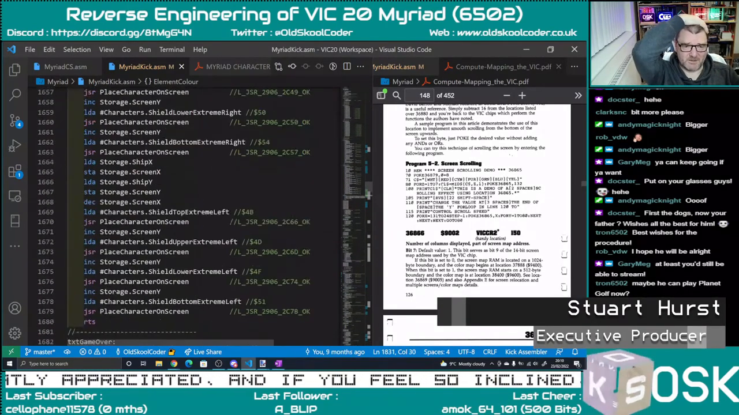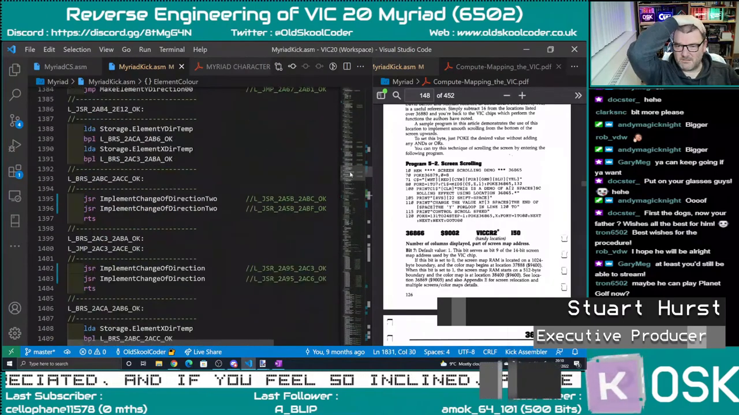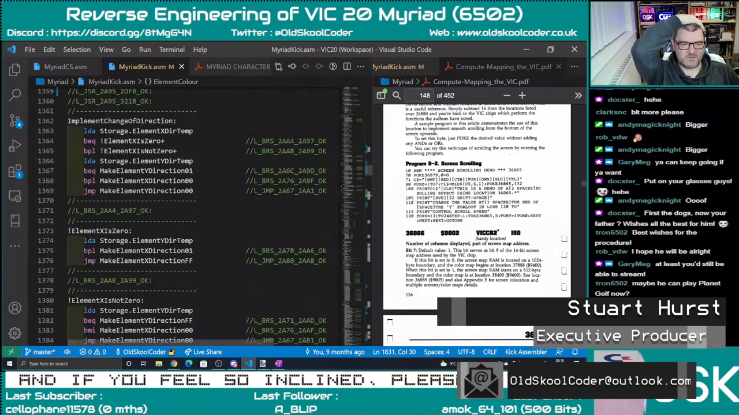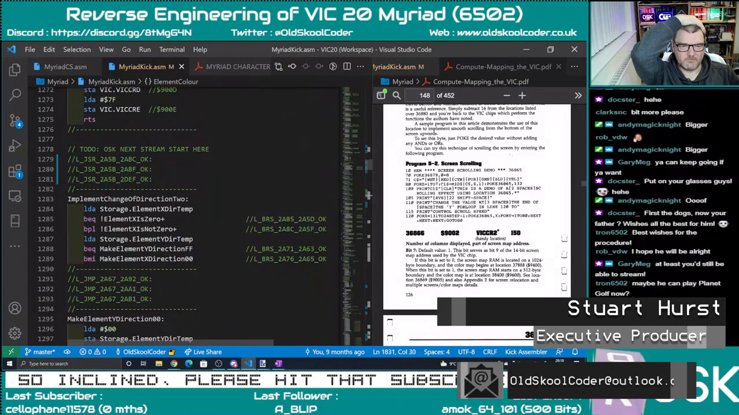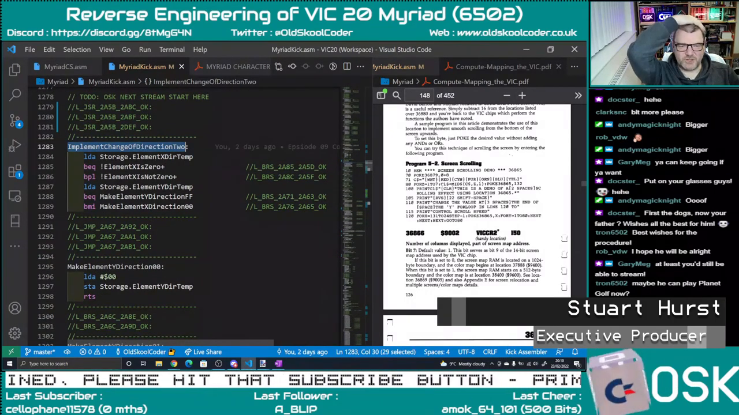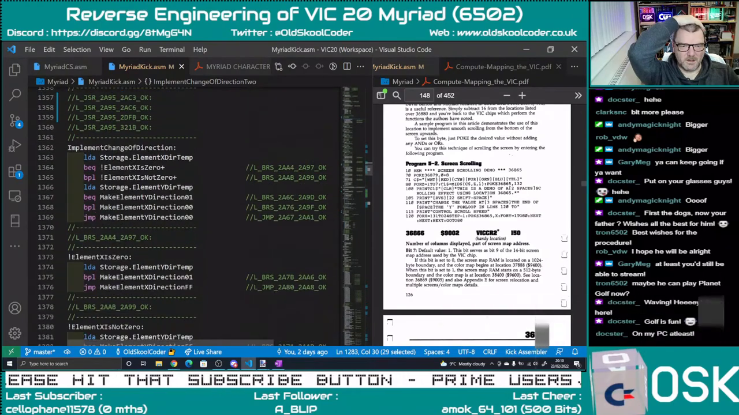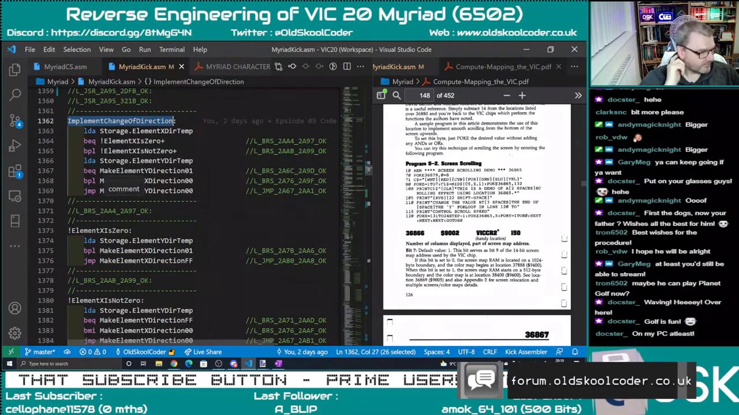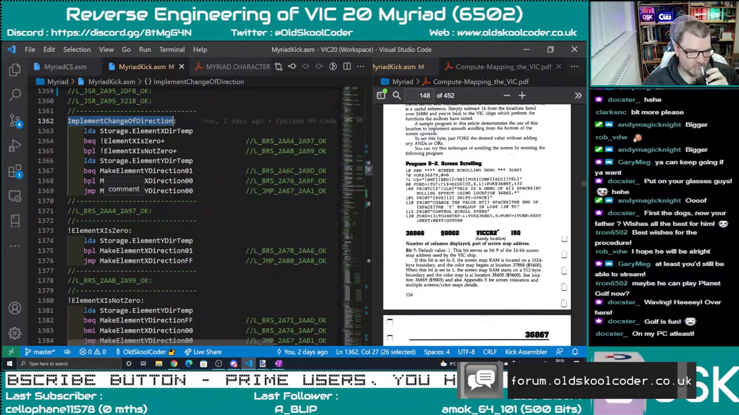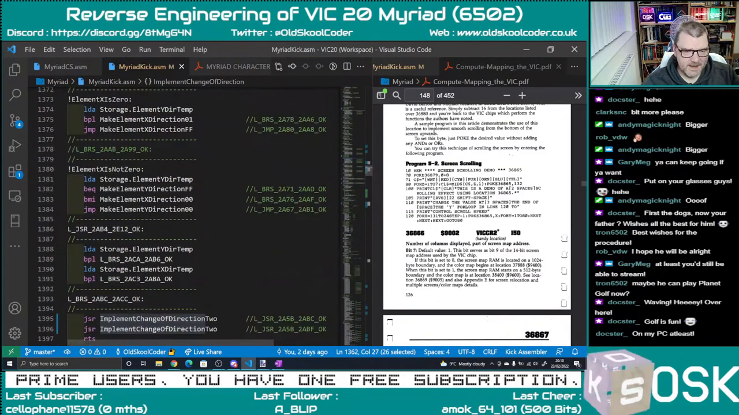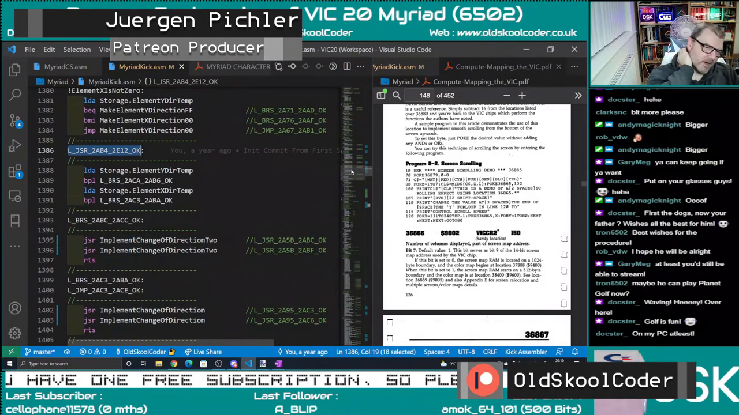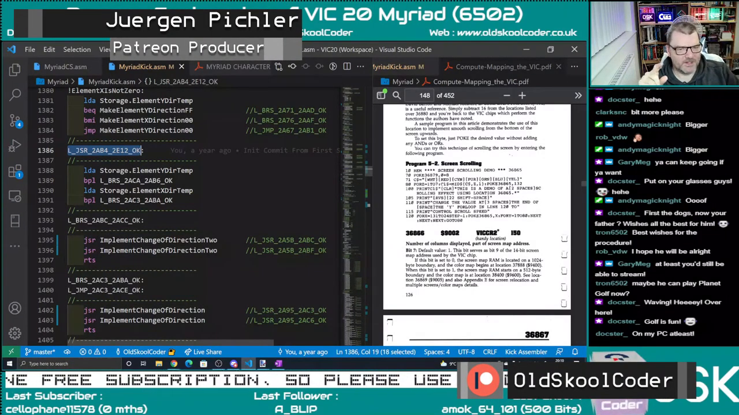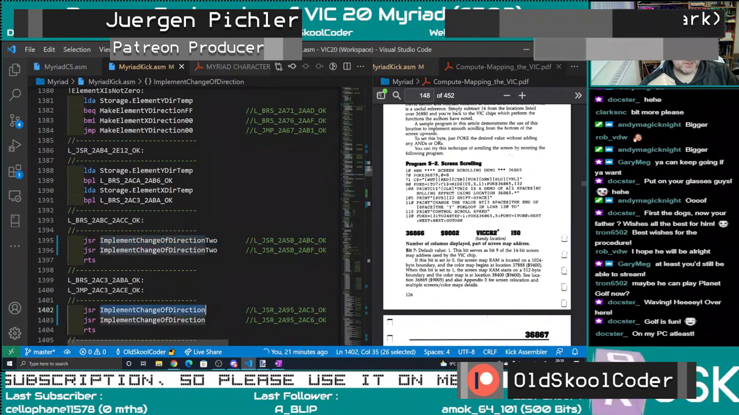I had it on here a moment ago because I was looking at it. Where is it? Oh, it's here. There we go. Change of direction 2, and change of direction. But I've been doing a bit of research. There is a root routine, which is here. So this routine fires change of direction 2 and change of direction.